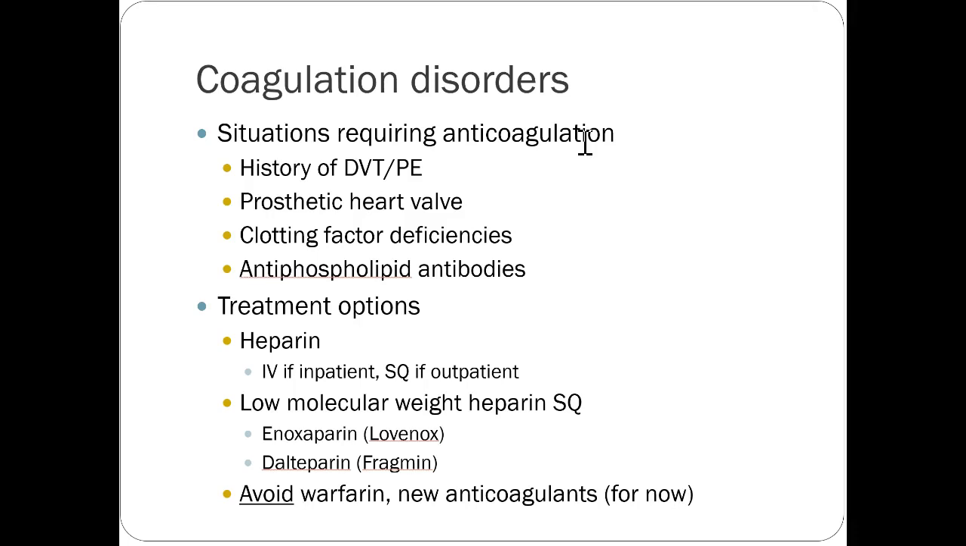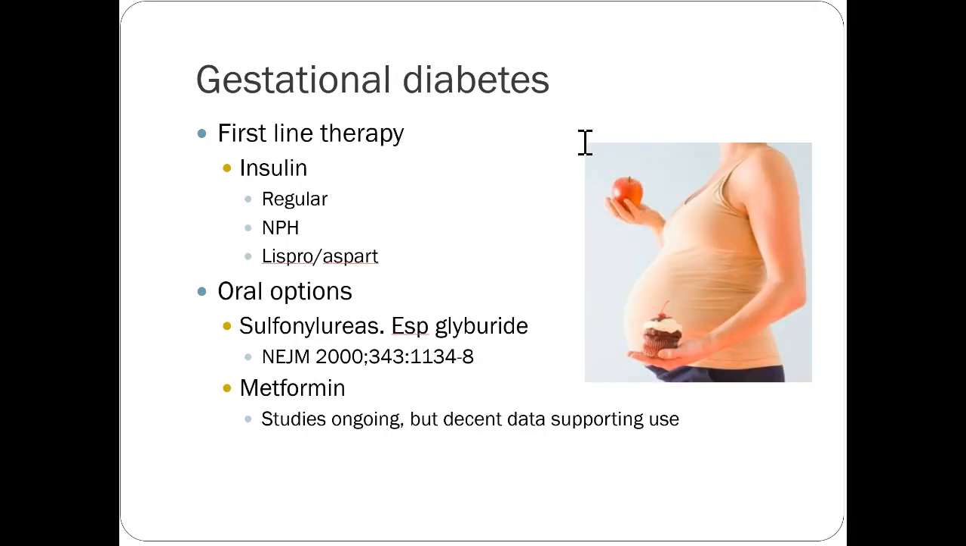Warfarin is category X, so we avoid it. It's a known teratogen. And of the new anticoagulants, I want to say apixaban is the one that has some promising data in pregnancy, and maybe someday we'll see it be used for that, but right now there's no recommendation for that. So at this time, really, it's just low molecular weight heparin, or heparin if they're inpatient.